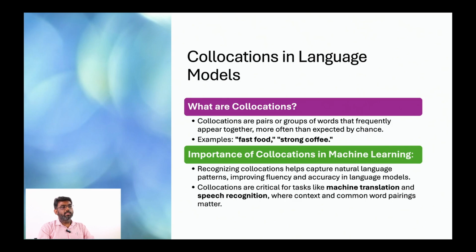Importance of collocations. In machine learning, recognizing collocations allows us to capture more natural language patterns. By accounting for these word combinations, models can produce more fluent and accurate predictions. Collocations are particularly important for tasks like machine translation and speech recognition.